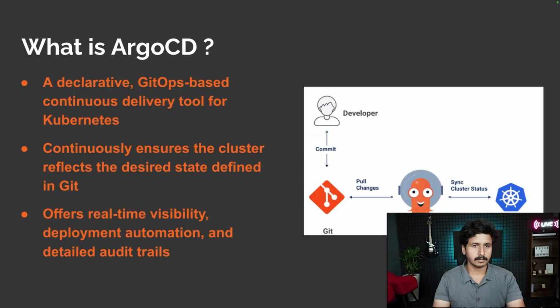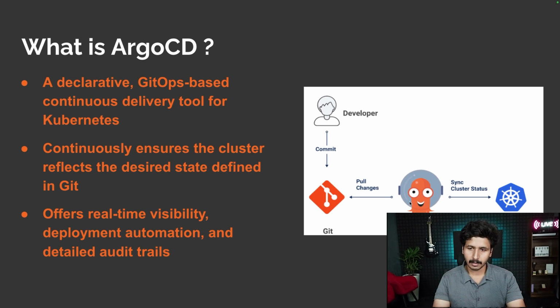The first question is, what is ArgoCD, right? It is a Kubernetes native continuous delivery tool. It is specifically for managing your deployments in the GitOps way. It follows a declarative approach wherein you define how your app should look and not how to deploy it.